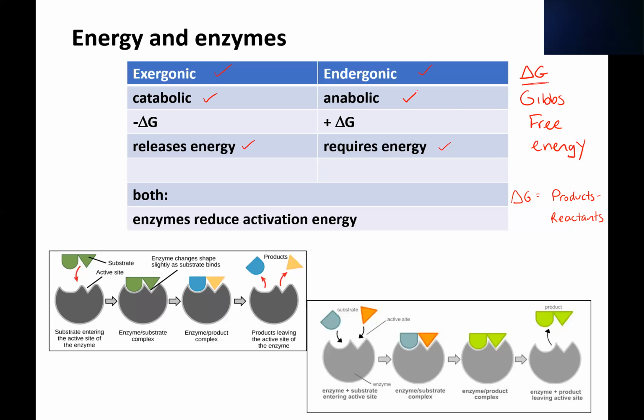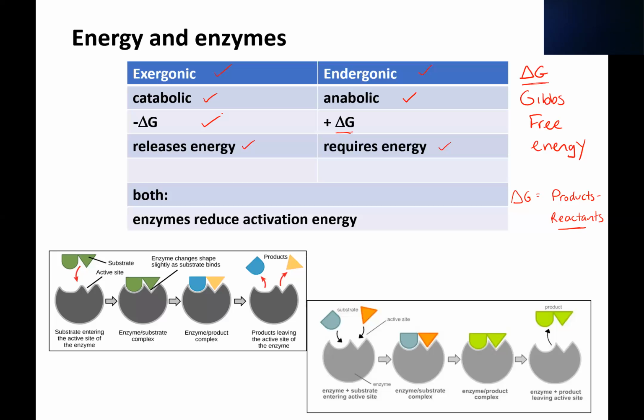And so you can tell it's an anabolic or endergonic reaction because it has a positive delta G. That would tell you that the products have more energy stored in them than the reactants started with. So that means you have to put energy into this reaction to make it happen, and vice versa. On the exergonic, it's a negative delta G because it's releasing energy. Both of these can use enzymes to reduce the activation energy, and we'll talk about that in just a second.